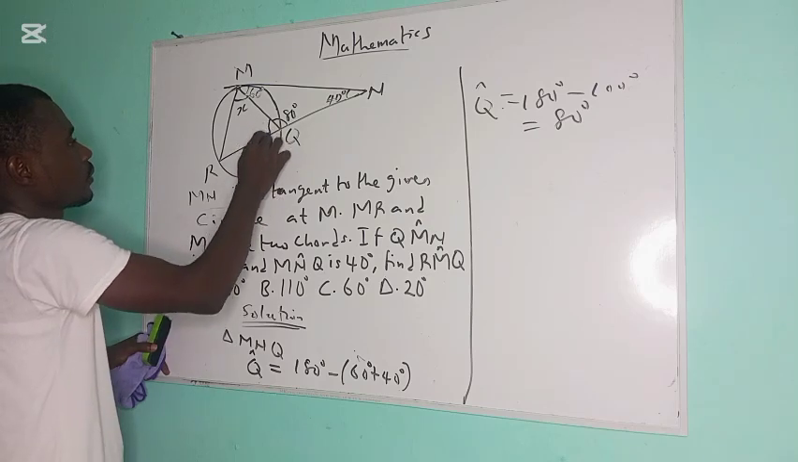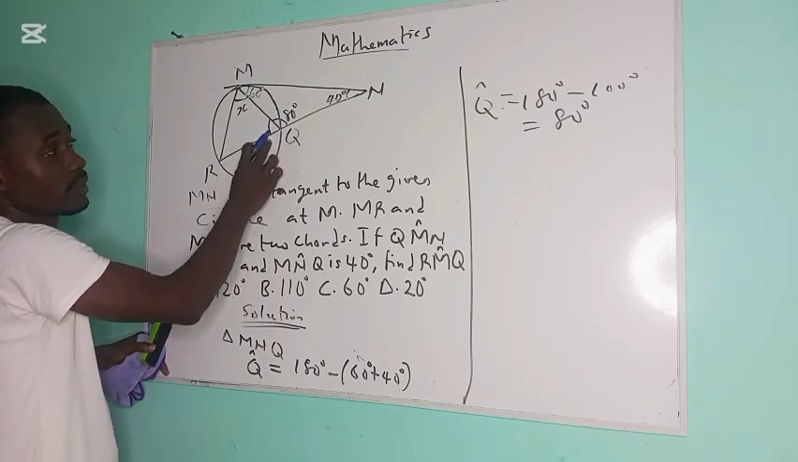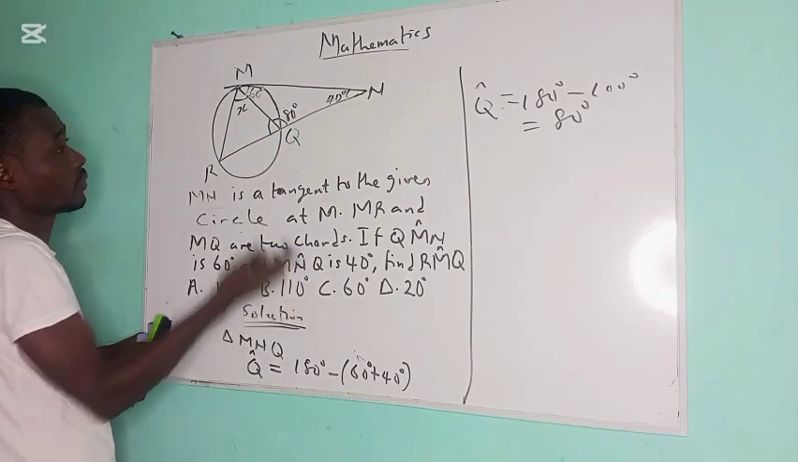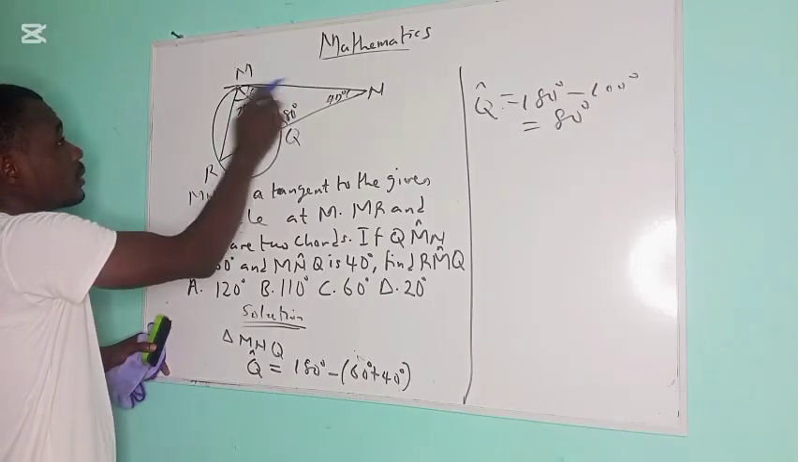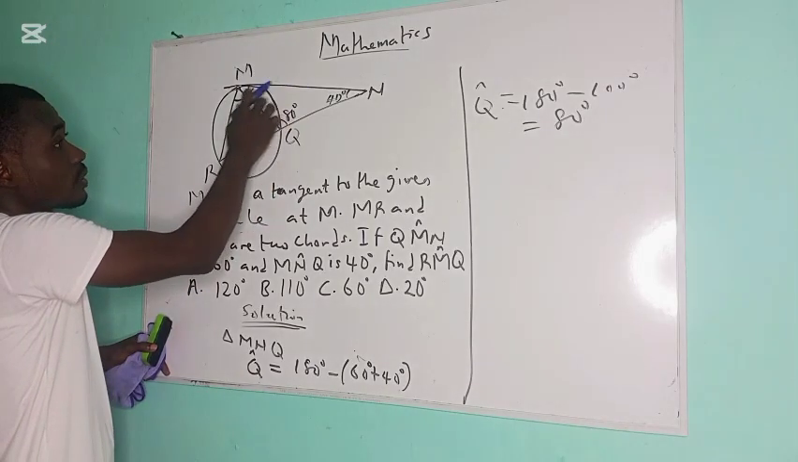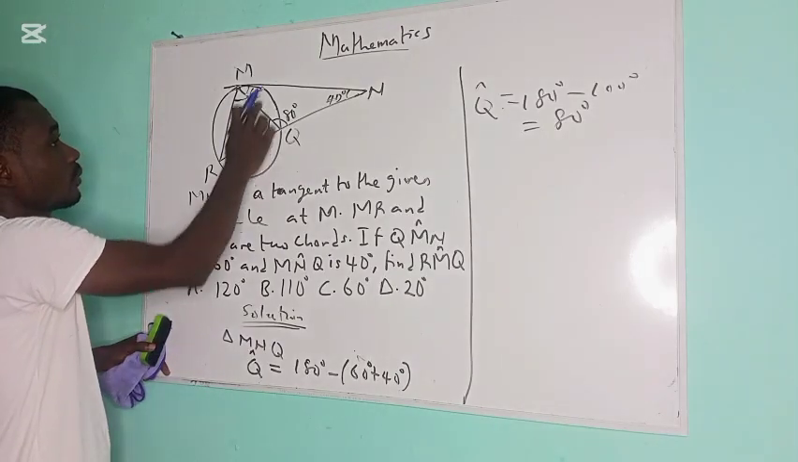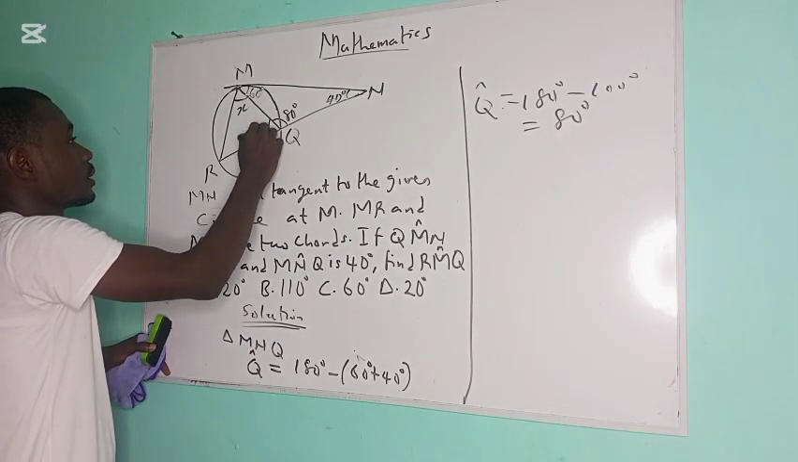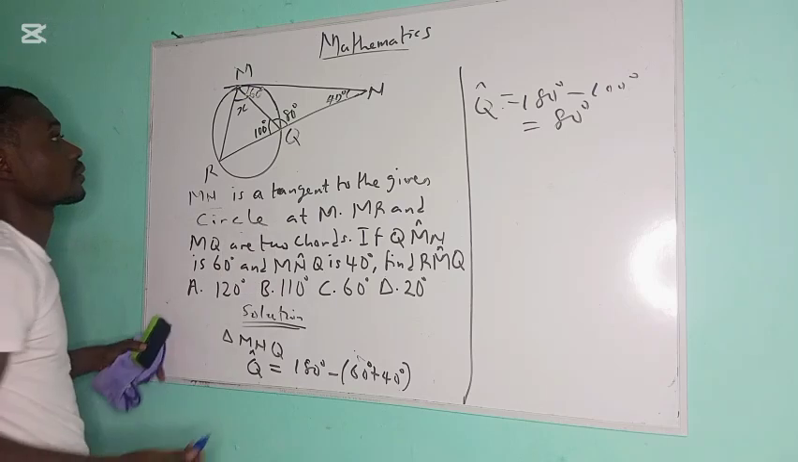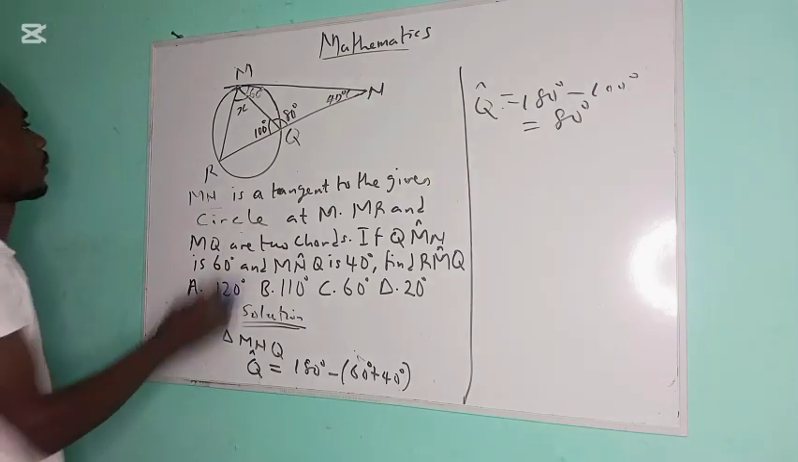To know this angle, we subtract it from 180. Or if you don't want to go like that, you can add these two interior angles, and they give us this exterior angle, which is 100 degrees, right? So now we have gotten this.